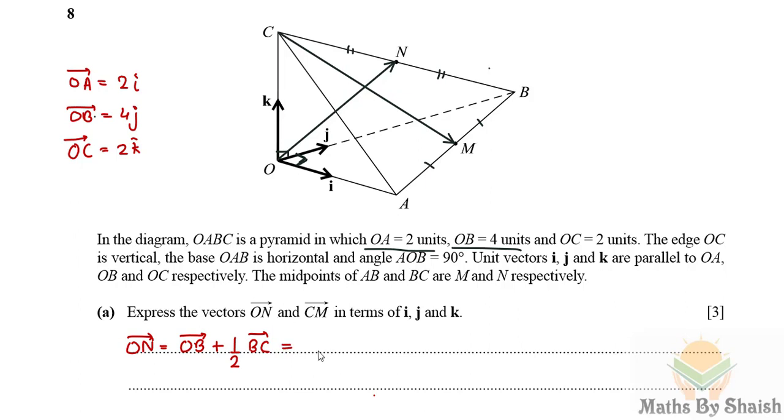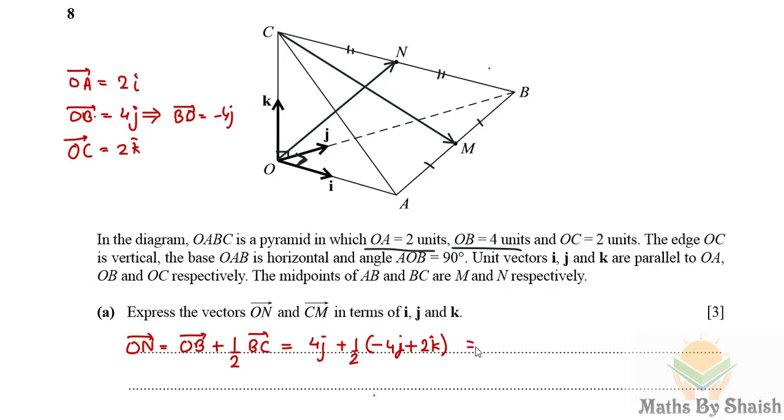And OB vector is 4 j cap plus half of BC vector. So B to C vector is B to O, that is going to be minus 4 j cap, because this OB vector is 4 j cap, it means BO vector would be minus 4 j cap, because we want to find BC, so B to O and then O to C. O to C is 2 k cap.